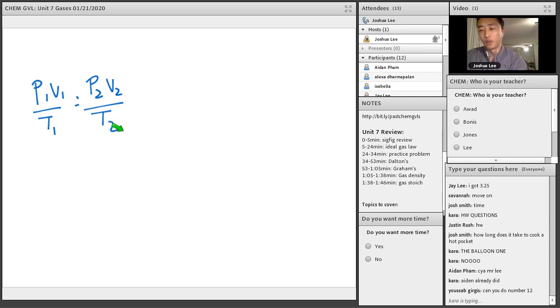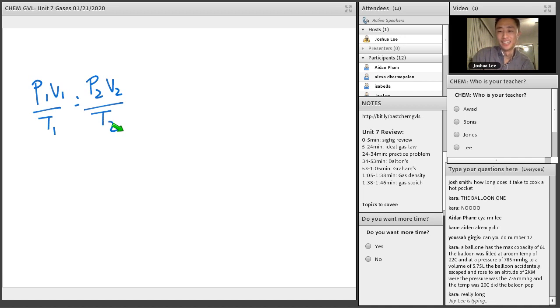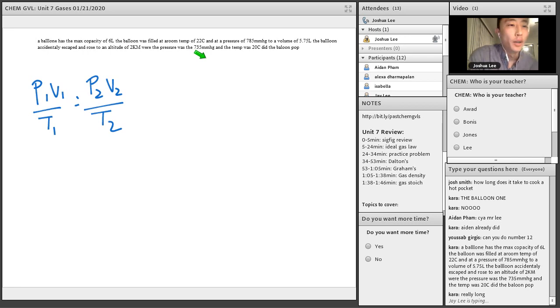How long is this question, Kara? You've been typing for like 4 minutes. All right. A balloon has the max capacity of 6 liters, blah, blah, blah. Looks like your sig figs are going to be all screwy.